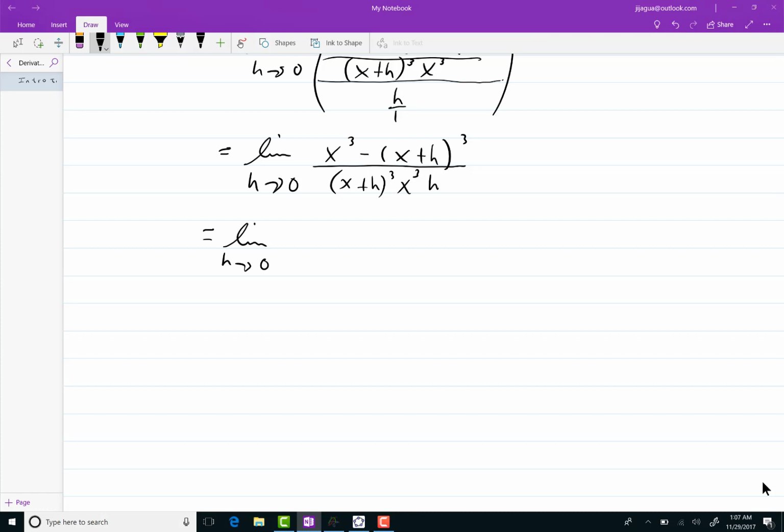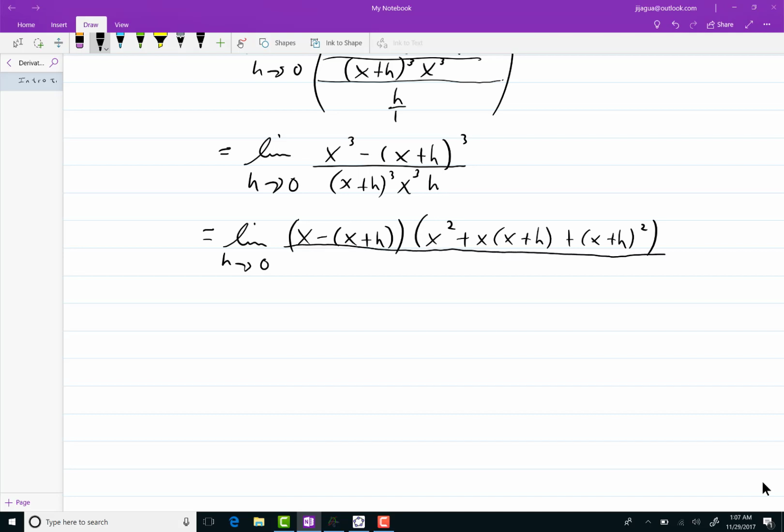So I'm going to think of this. Remember, there's formulas for a cubed minus b cubed, and I'm going to use that one. I'll get x minus x plus h times x squared plus x times x plus h plus x plus h squared. All of this is over h. I'm sorry, x plus h cubed times x cubed times h.